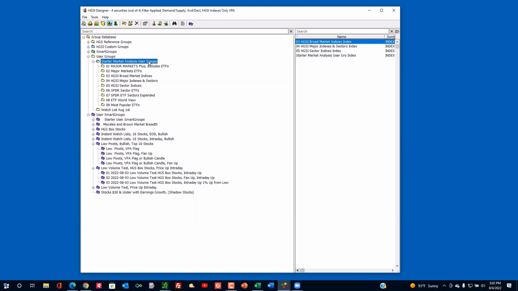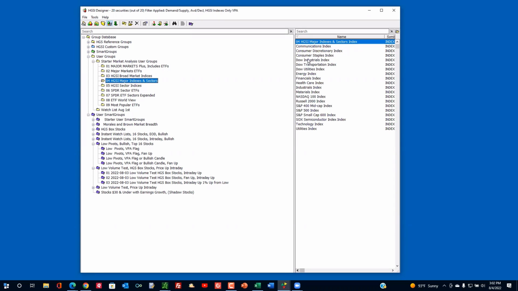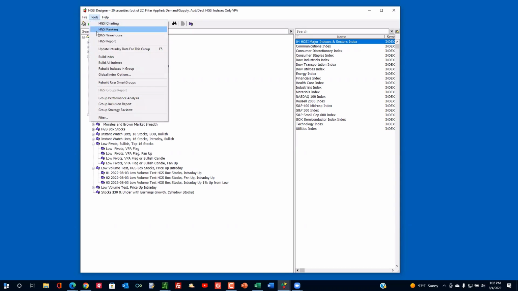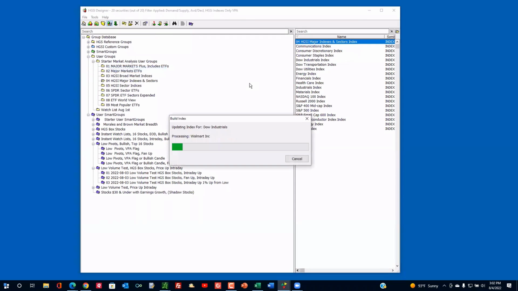Now, a couple more things I want to do very quickly. I added some of my smart groups for Ron Brown. I put them in here, and I'm going to suggest you may want to do that too. The reason for that is this is a group of indexes from HGSI, and I think Gil's files need these also if you want to do a total analysis of the market. So I'm going to go in here to the major indexes and sectors, and I'm going to rebuild the indexes in the group.